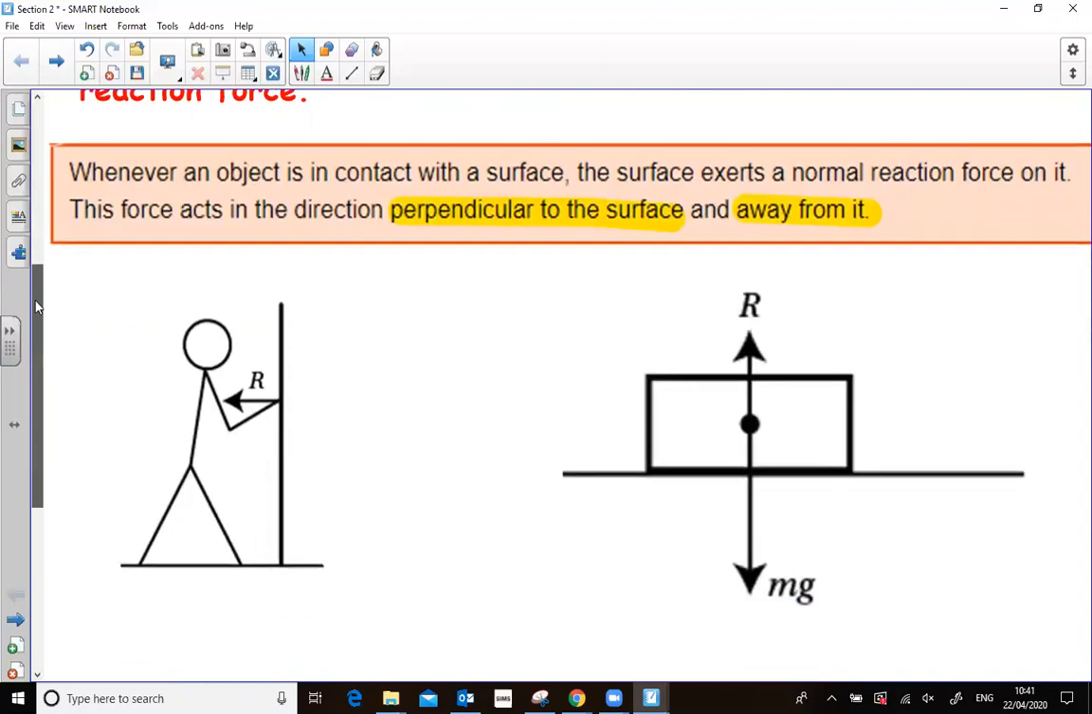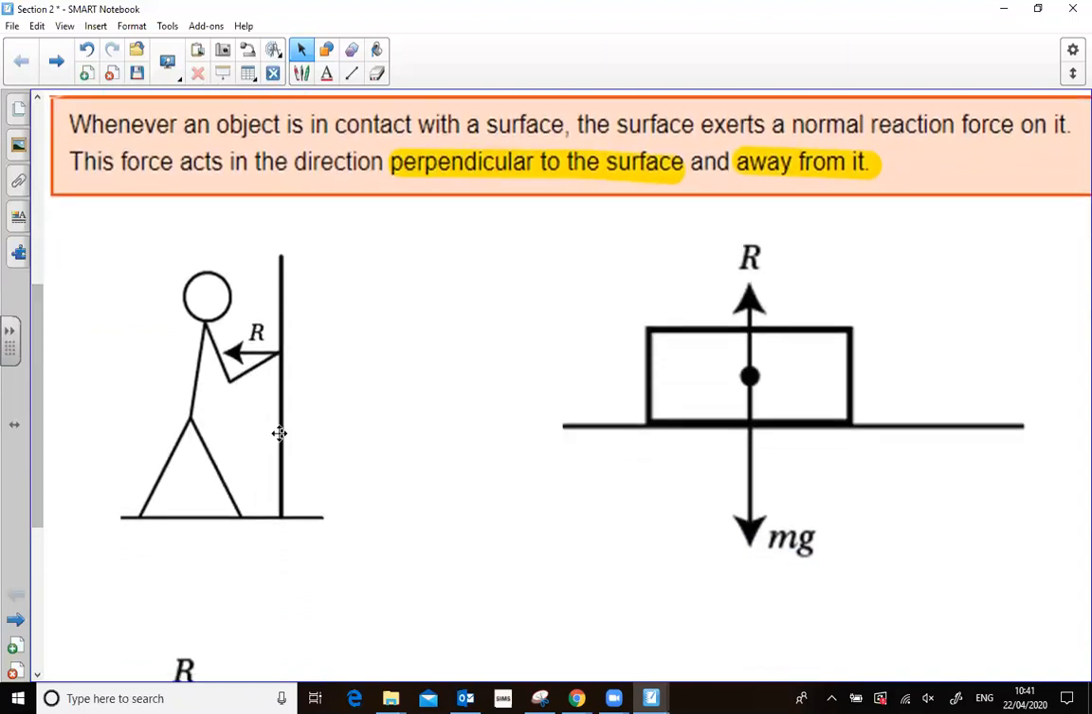Right, let's look at some diagrams. So here in the first diagram, we have a man pushing onto the wall. That means the wall will have a normal reaction force. So you can see the force here is perpendicular to the wall, and we normally use capital R to represent normal reaction force. Sometimes in other textbooks you may see capital N, but they mean the same thing. Okay, so here the normal reaction force acting on the wall goes perpendicular and away from the wall.